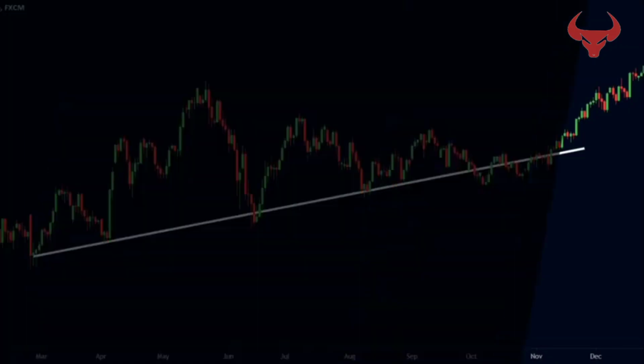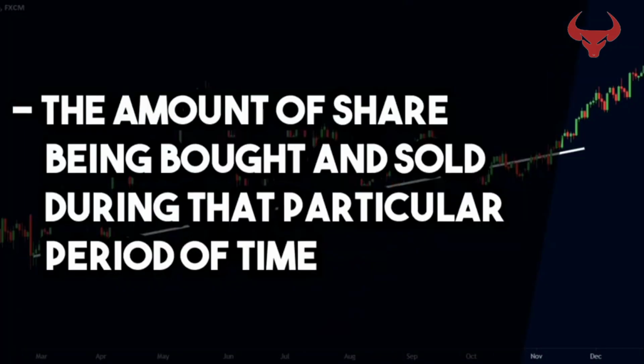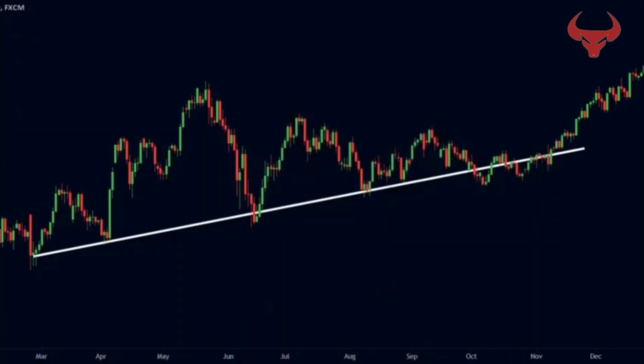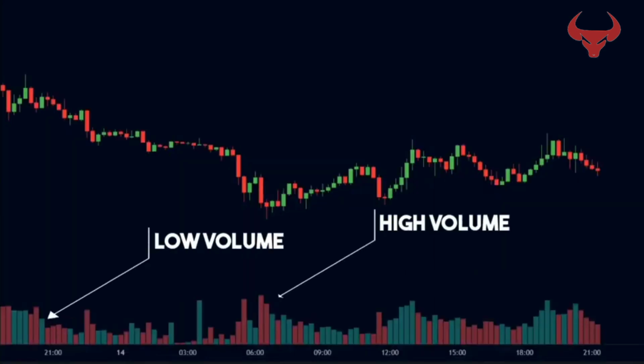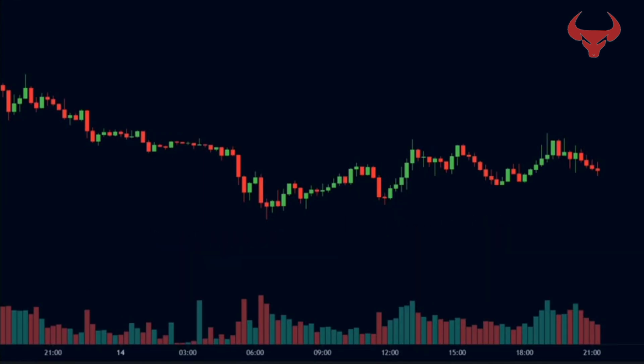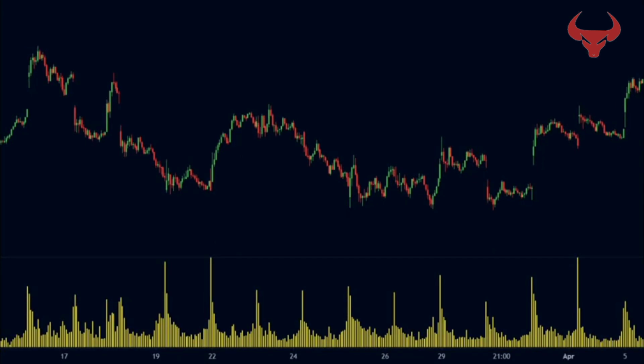The volume indicator simply shows the amount of shares being bought and sold during that particular period of time. We don't need the exact volume of each candle. Instead, we will just look at the size of the volume bars and compare them with each other. Let us look at a trade example to understand the strategy. Here we have the Apple stock on a 15-minute chart.